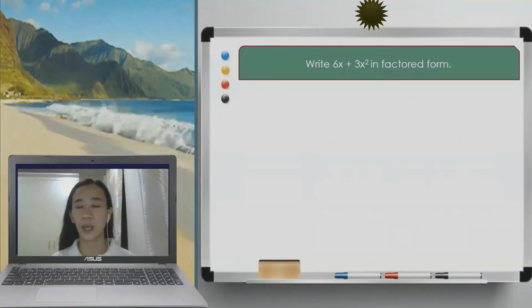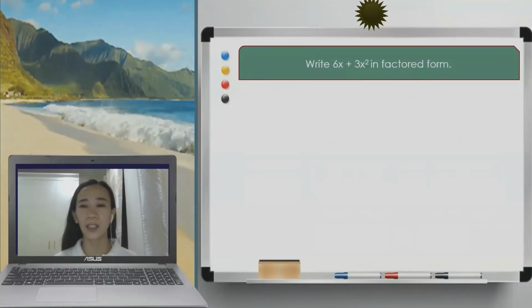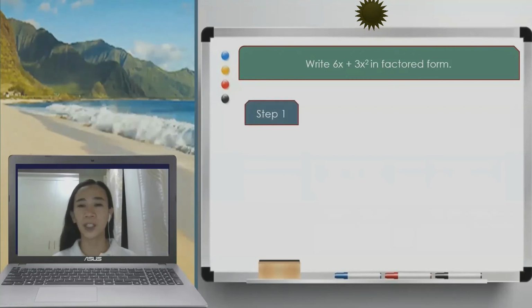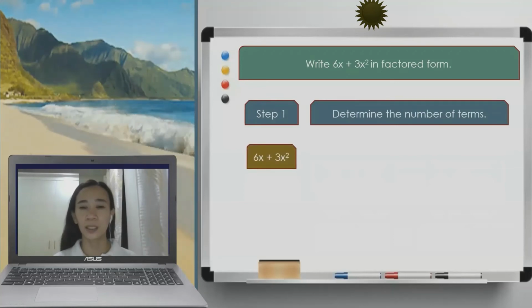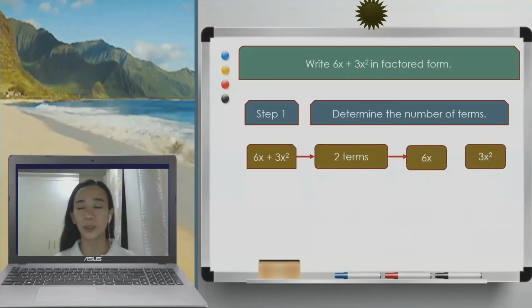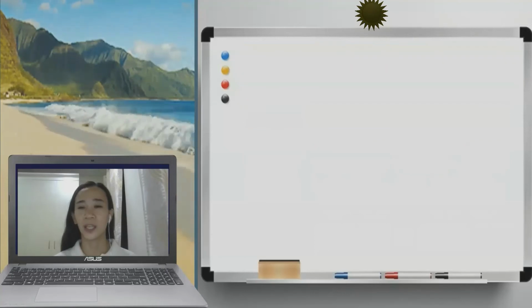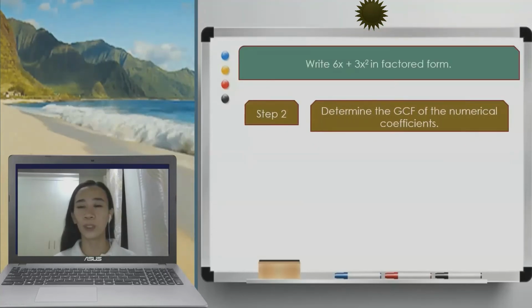How about this one? Write 6x plus 3x squared in factored form. Our first step here is to determine the number of terms. 6x plus 3x squared. How many terms do we have here? We have 2 terms, 6x and 3x squared. Next step, we will determine the GCF of the numerical coefficients. What are the numerical coefficients of 6x plus 3x squared? They are 6 and 3.